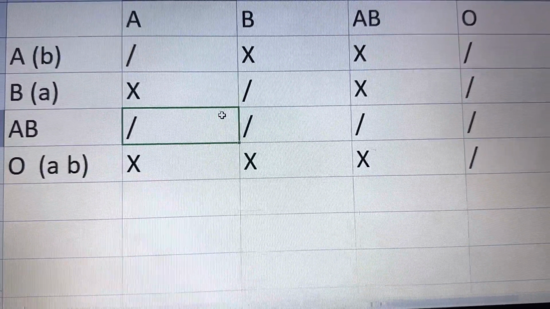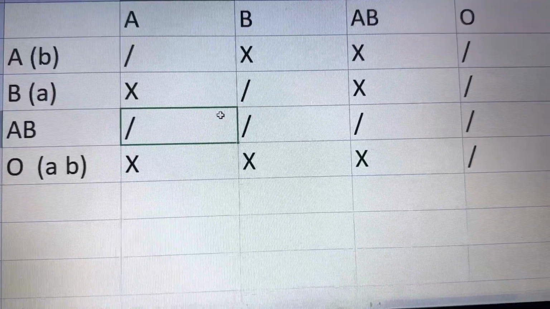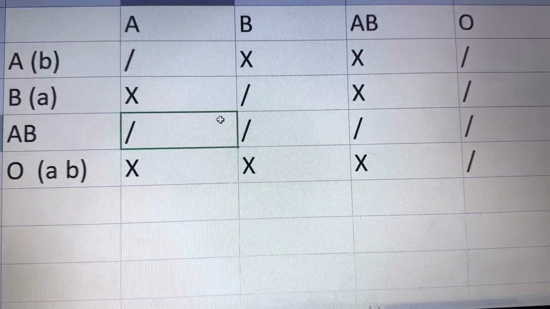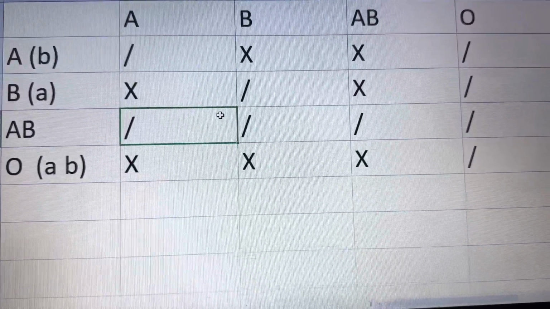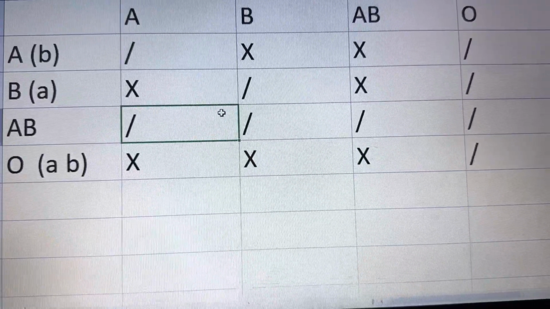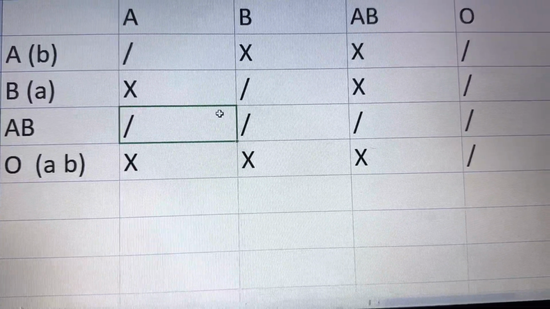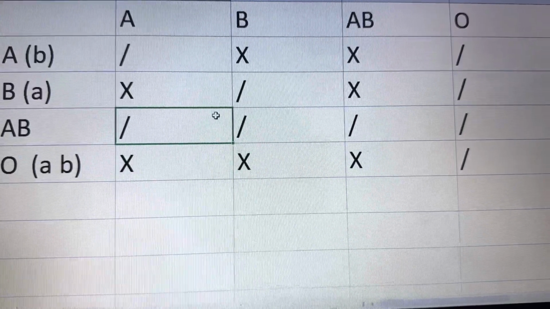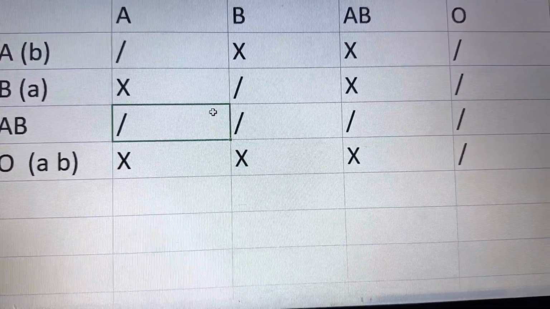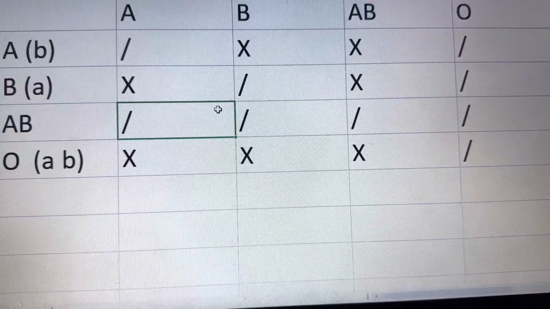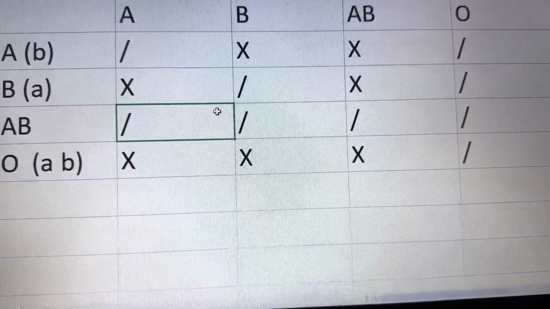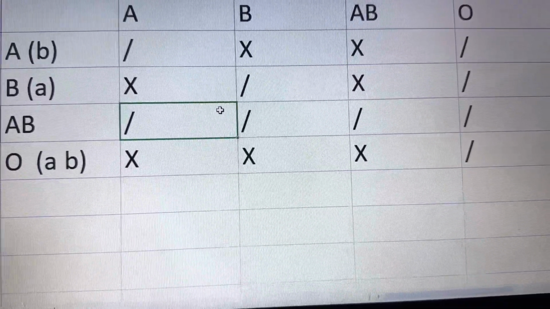Coming to a recipient with blood group AB and a donor with blood group O, we find that again it will be a successful transfusion. This is because the recipient with AB has no antibody. And the donor with blood group O has no antigen, so there will be nothing to correspond here. There will be no antigen and no antibody. Here there will be a successful transfusion of blood.